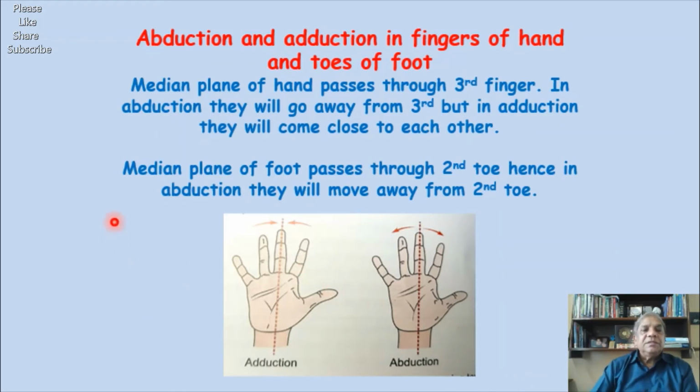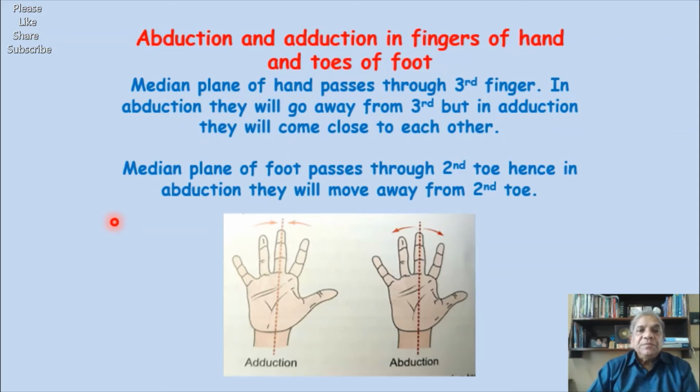Okay, this is the abduction and adduction in fingers of the hand. The fingers of the hand and the toes of the feet have slightly different movement, because here the axis of movement is not passing through the median plane of the body. Why is it not passing through the median plane of the body in the foot and the leg? Because there are two hands and two feet. That is the reason why it cannot be a single plane which will tell you the movements.